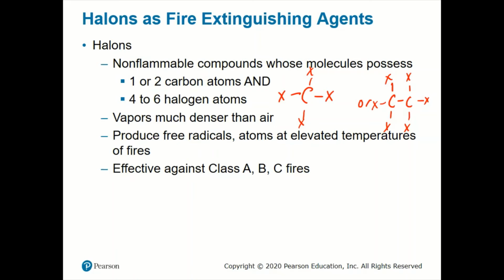And what they do is they will produce free radicals. Now you may be saying, well, isn't that one of the things that we're supposed to look for? Isn't that one of the things that can keep a fire going? Yes, if we were talking about a flammable material. But we're talking about non-flammable materials here. So the creation of those free radicals, what do they do? They attach to the other free radicals that the fire is producing, and they stop the chain reaction.